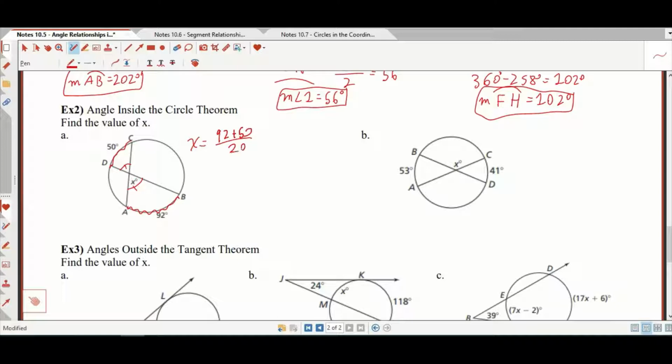That's 92 plus 50 divided by, not 20. 92 plus 50 is 142. And 142 divided by 2 is 71. So x equals 71.